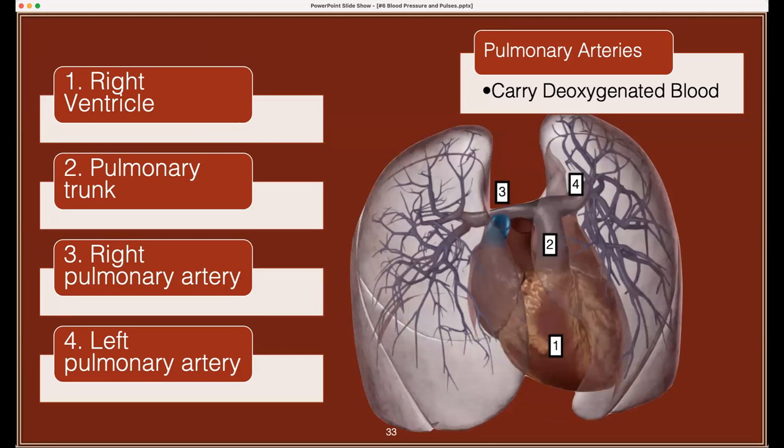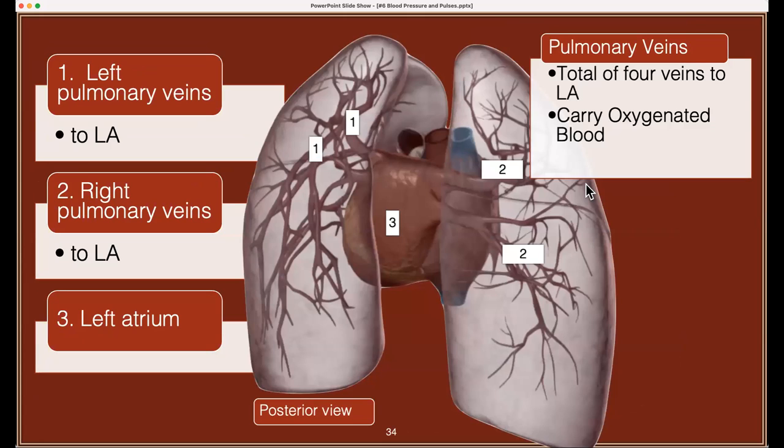This is the anterior view of the heart. This is the pulmonary circulation: the right ventricle going to the pulmonary artery and then splitting. And the posterior view, blood coming from the lungs, oxygenated, landing into the left atrium.